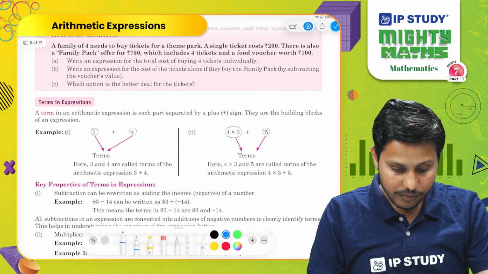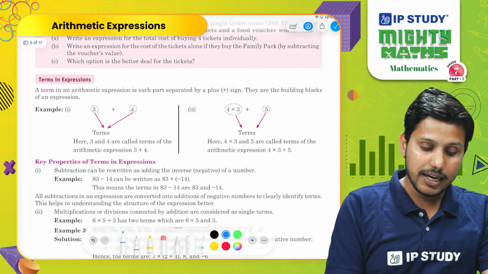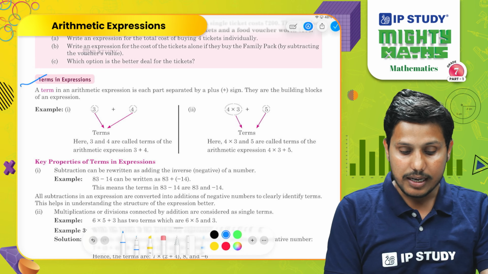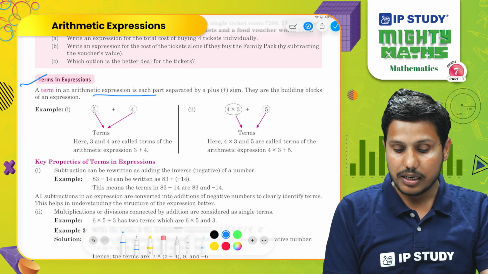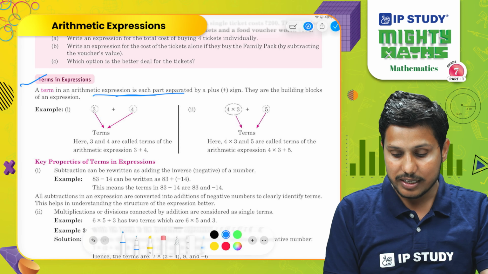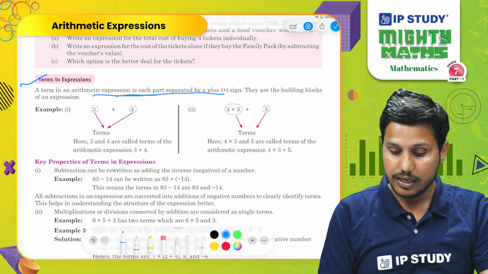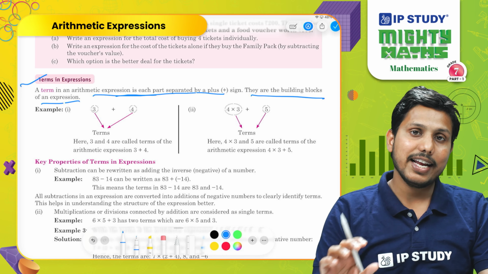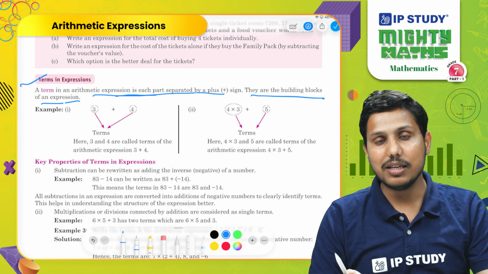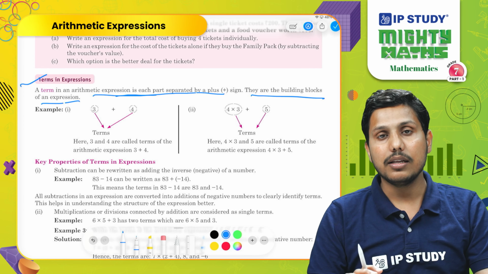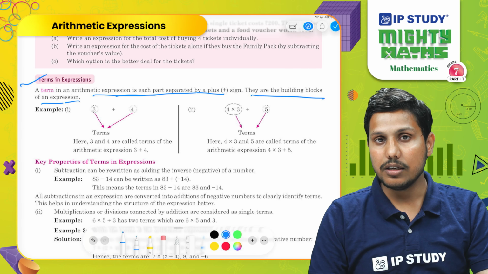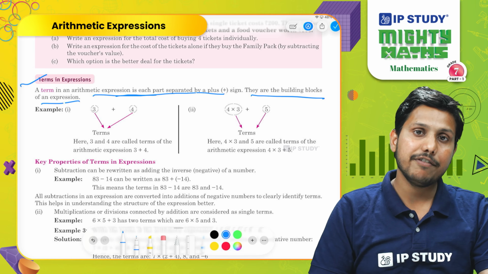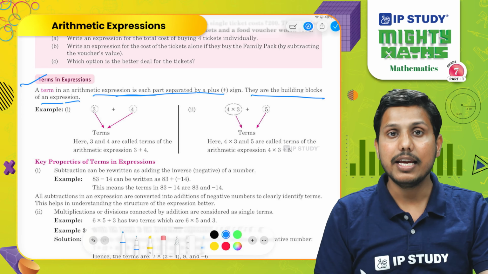Okay. Now, terms in expression. This is the next topic that we have to cover. A term is a part of an arithmetic expression where each part is separated by a plus sign. They are the building blocks of an expression. Now, when we write an expression, if there is a plus sign, then the numbers or the expressions that we have on the left part and right part of that plus sign are called terms.